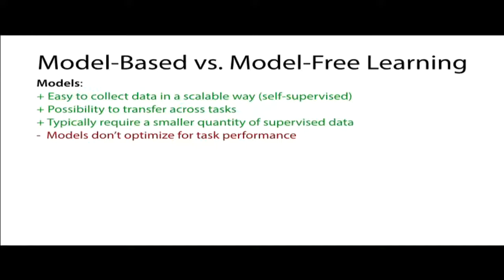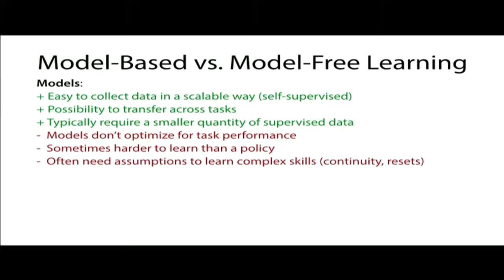The downside is that models don't optimize for task performance, unlike model-free methods. Once you have a model, you can optimize for task performance, but the objective for a model is to try and predict everything that's going to happen, which isn't always consistent with what you need for the task. Similar to before, sometimes it's harder to learn a model than a policy because it's trying to predict everything, not just the action that it's going to take. So it can be a bit more complicated than the policy that you want to learn.